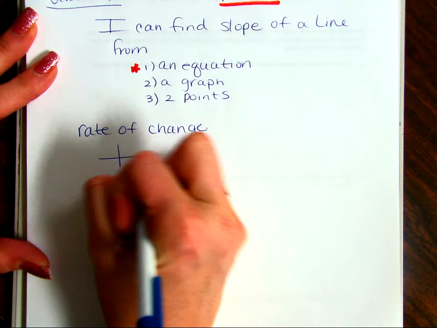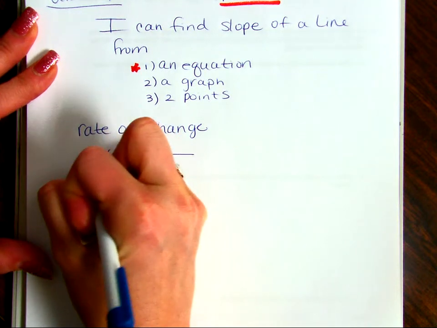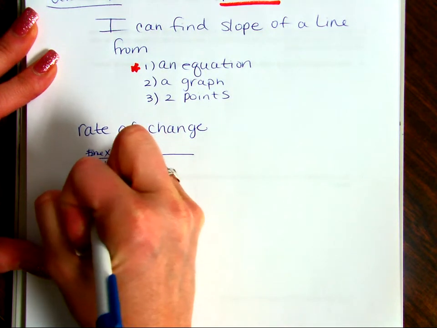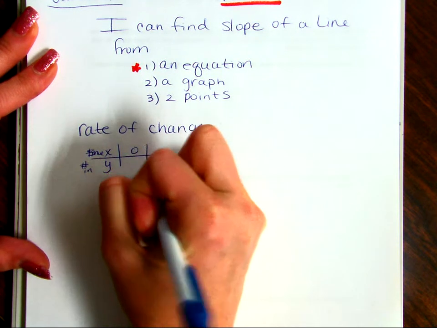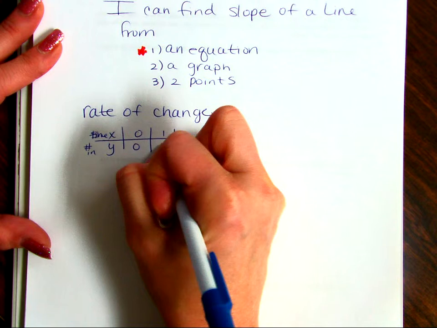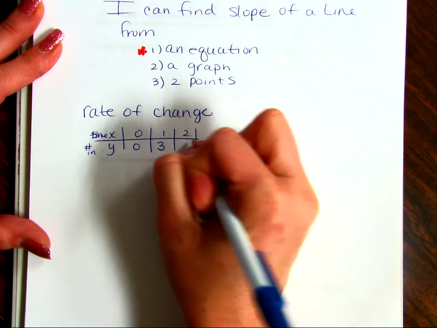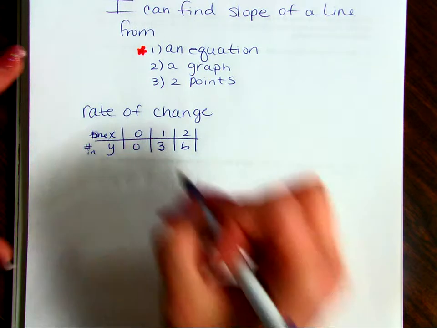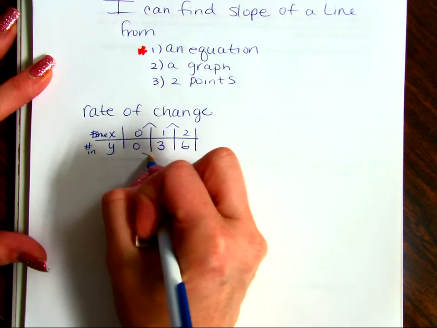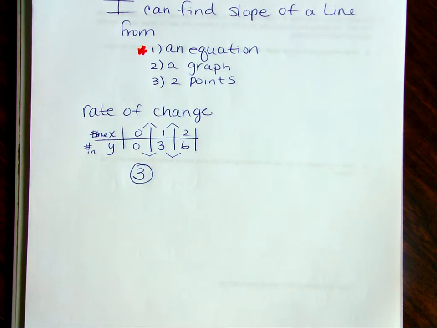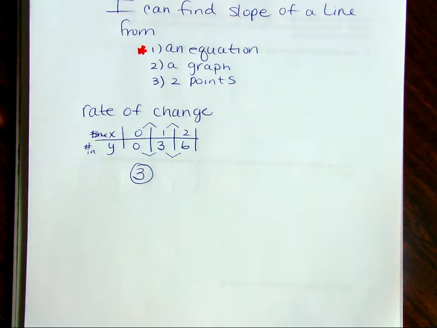So if I gave you a table of values, and this was the time, and this was the amount of inches of snow at 0 hours, let's say it was noon. At noon, there was no snow on the ground. At 1 p.m., there were 3 inches on the ground. At 2 p.m., so do you see how you were able to find the rate of change from that easily, right? You said for every hour, 3 more inches of snow is on the ground, so my rate of change is 3, right? Okay? So when you're given a table, we refer to it as rate of change.